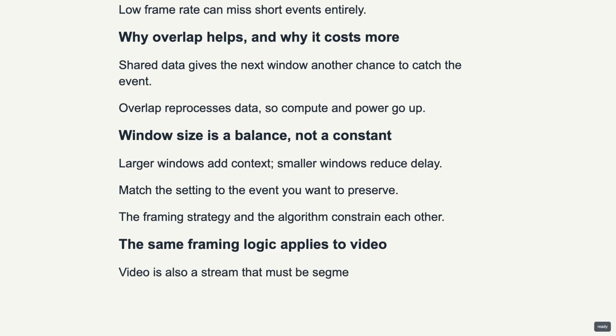If analysis is too slow, a brief action can happen between samples and never enter the model. If the window is too short, the image sequence may not hold enough context to tell real motion from background movement.